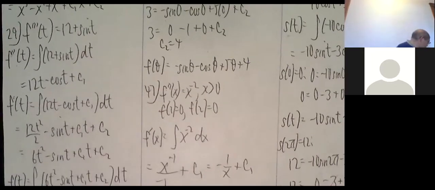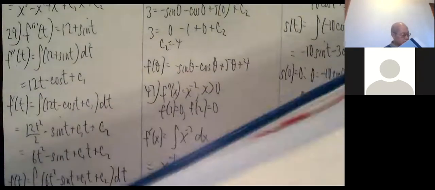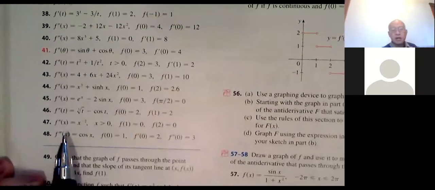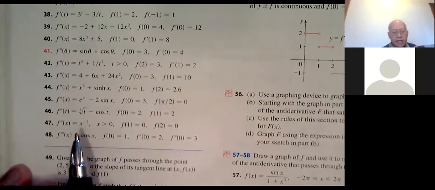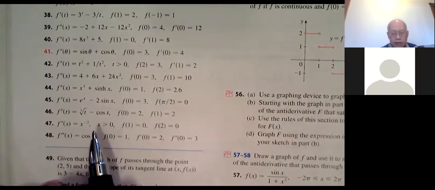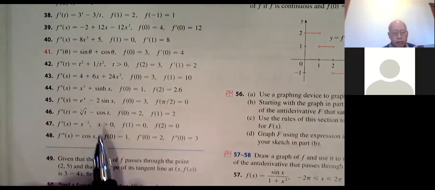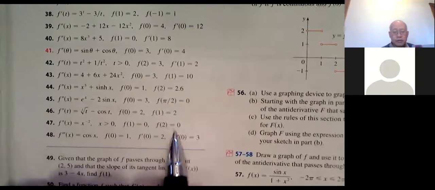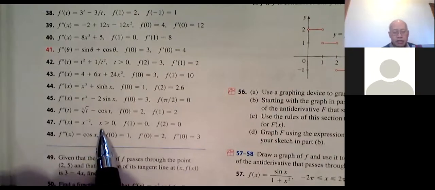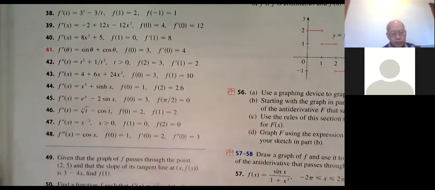Okay, then 47, they have something extra there, I think. f double prime is x to the negative 2. They say x is greater than 0. Okay, we're not sure how that's going to work right now. f of 1 is 0, f of 2 is 0. Okay, so what's so good about x greater than 0? Well, let's see.